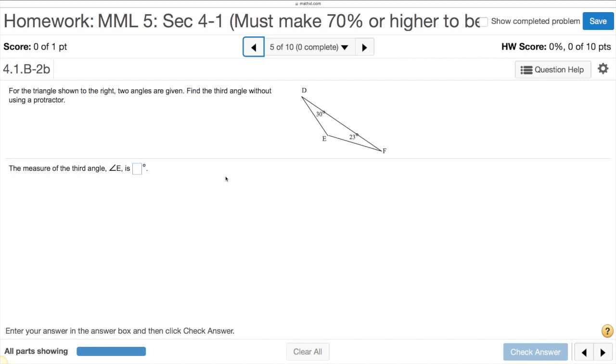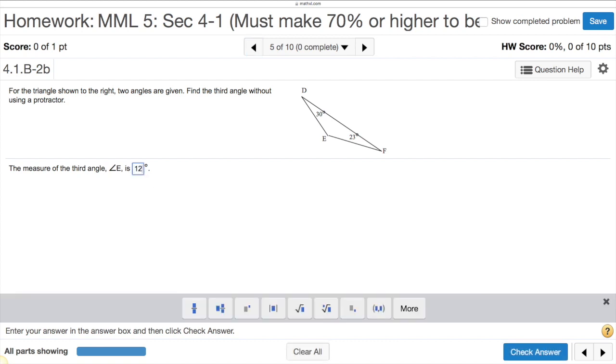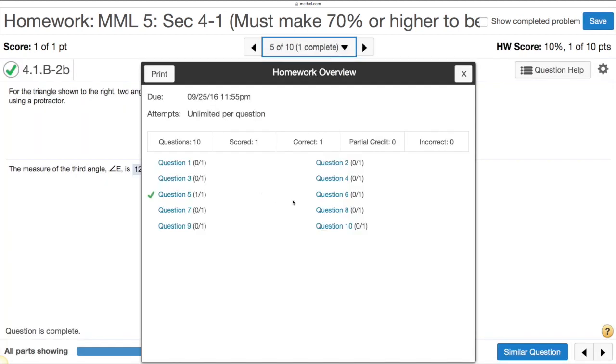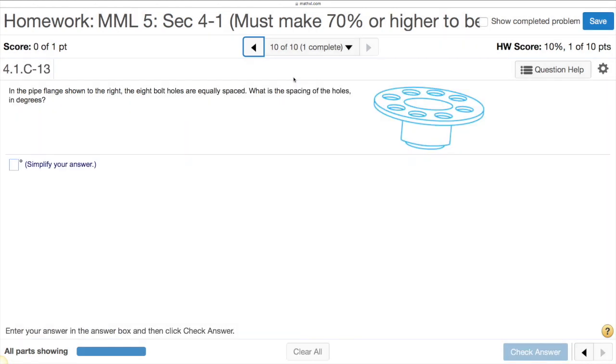So really all we're going to do is say 30 plus 23 gives us 53. And then we say 180 minus 53, and we can use a handy-dandy calculator, or we can just do it on paper. Really doesn't matter. And we get 127 degrees. I just did that on paper real fast. So angle E is 127 degrees. Let's find out if I'm right. Hopefully I am, and I'm not too much of an idiot. I'm all right.